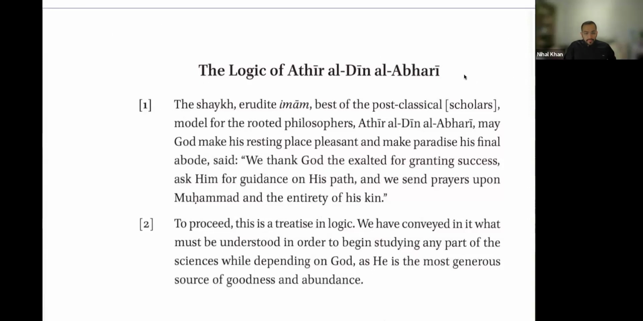Okay, Bismillahir-Rahmanir-Rahim. So the Sheikh, the erudite Imam, best of the post-classical scholars, they said mutaakhirin, right? So post-classical is a historical term, so just keep that in mind. It refers to, I believe, the 1400s onwards. The post-classical scholars, model for the rooted philosophers, Athiruddin Al-Abhari. We'll talk about him next week. May God make his resting place pleasant and make paradise his final abode. Said, we thank God the exalted for granting success, ask him for guidance on his path, and we send prayers upon Muhammad sallallahu alaihi wasallam and his kin. To proceed, this is a treatise in logic. We have conveyed in it what must be understood in order to begin studying any part of the sciences, while depending on God, as he is the most generous source of goodness and abundance.